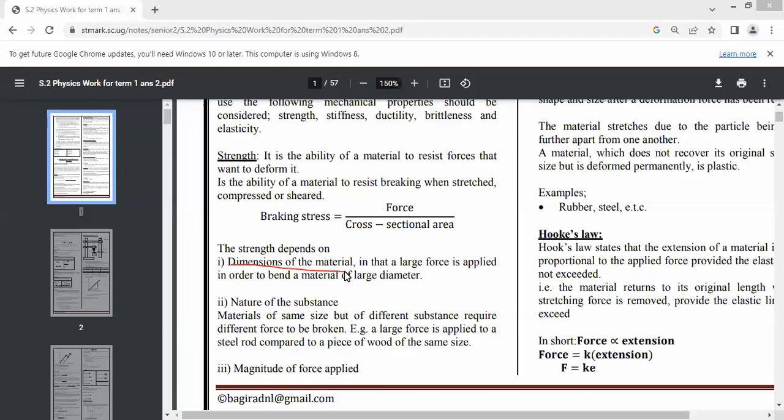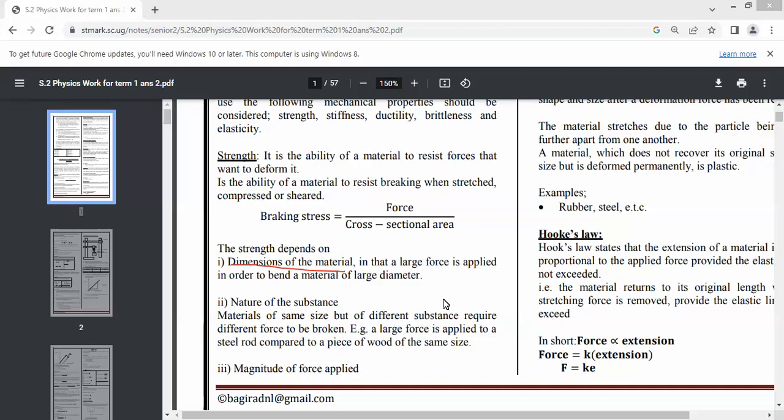Factors that are affecting the strength of a material. So when you have a large diameter or a material with a large cross-section area, it is able to withstand large forces more than a material which has a small diameter. That means when the diameter is large, the material is strong compared to a material which has a small diameter.